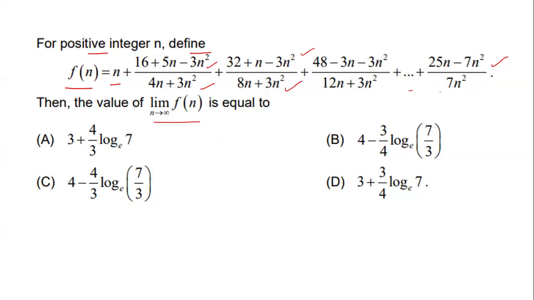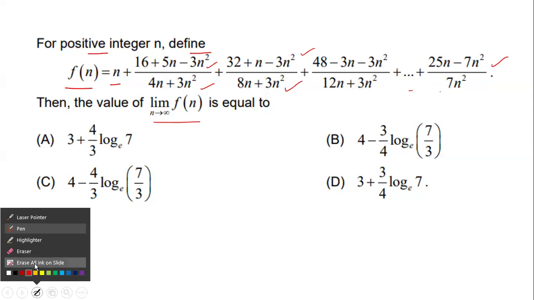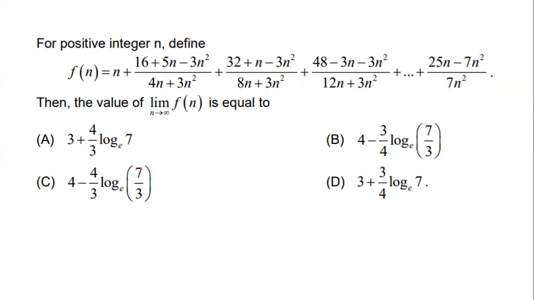Let's see how we can do this. So first of all, you see there are different types of terms here, and the procedure to solve this problem is you find the general term in some variable, let's say r, and then you solve this. So find some pattern in these terms and make a general term.